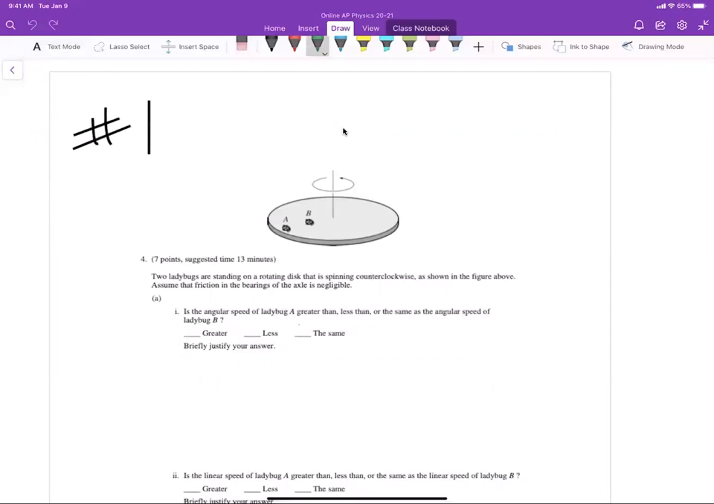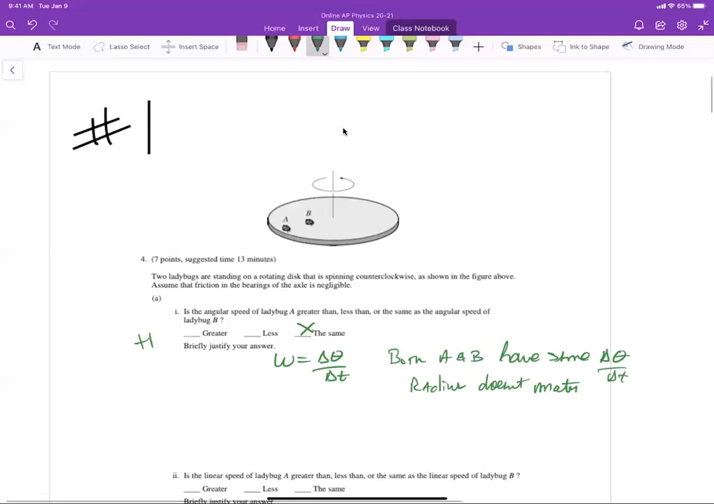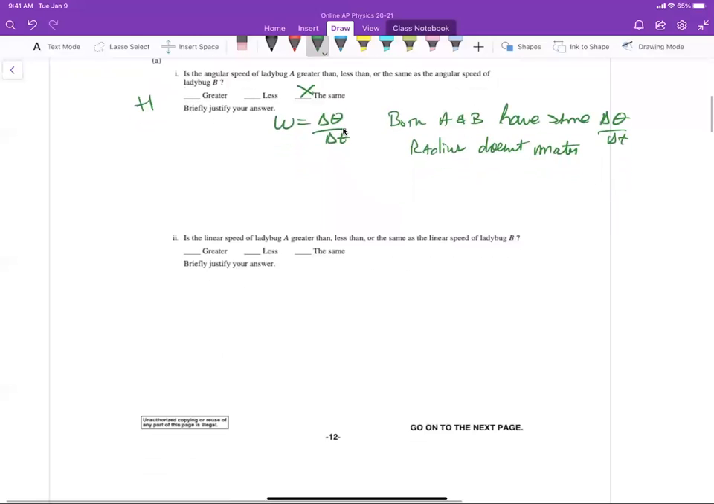Angular speed, they are the same. Angular speed is the change in angular displacement with respect to time. Both A and B have the same change in angular displacement with respect to time. Radius doesn't matter. You get +1 for the correct answer with a correct explanation.